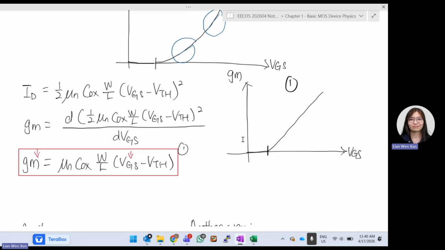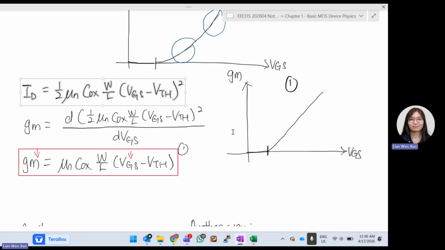So we have our formula just now. Still remember, what formula is this? Saturation or triode? If you cannot recognize it, you just check whether it has VDS. It doesn't have any VDS term inside, so it's the saturation region. So this is our saturation region formula.